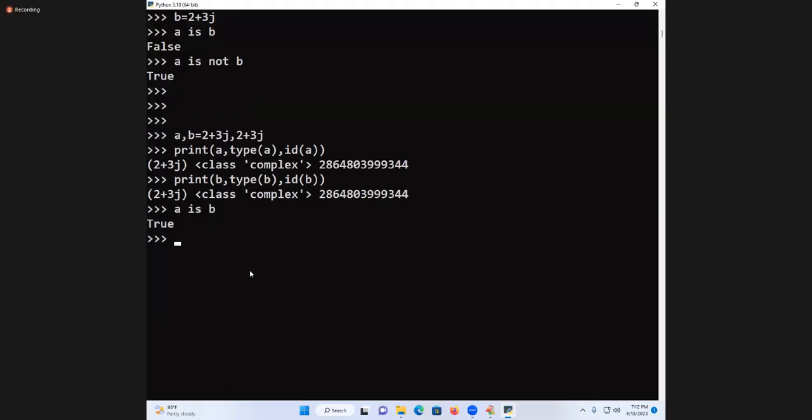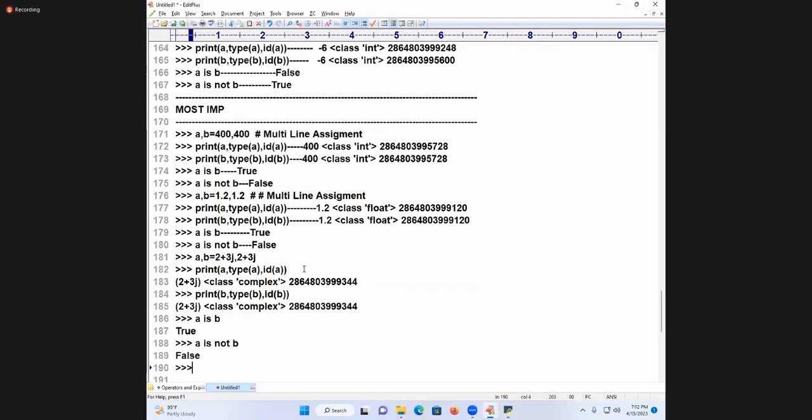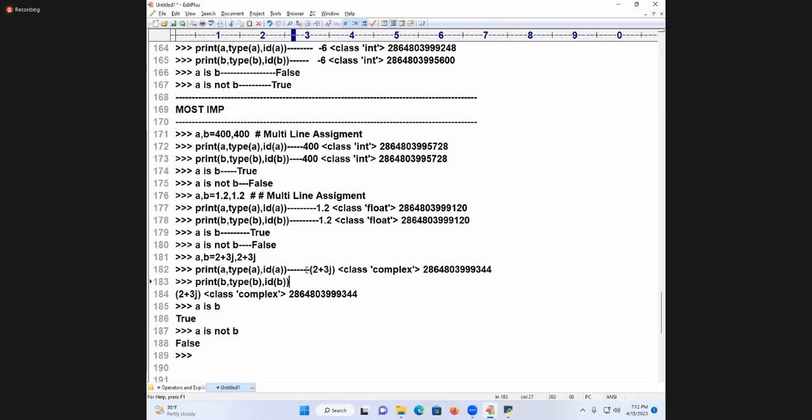A is B. A is not B. False. So this is called one more thing. Come to the point of it. Multi-line assignment or single line assignment? Multi-line assignment. So coming to the point of it, here A is not B.